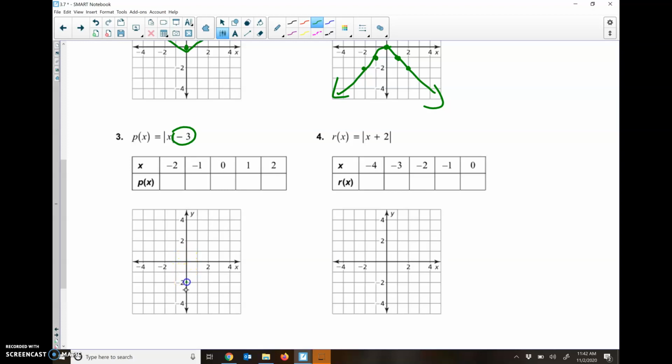I'm going to start down 3. Again, there's no slope here. There's nothing in front of the x. So up 1 over 1, up 1 over 1, up 1 over 1, up 1 over 1. My graph's just going to look like that.